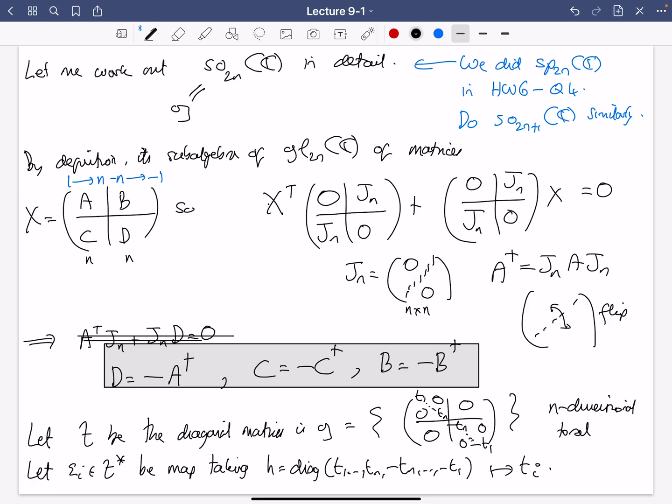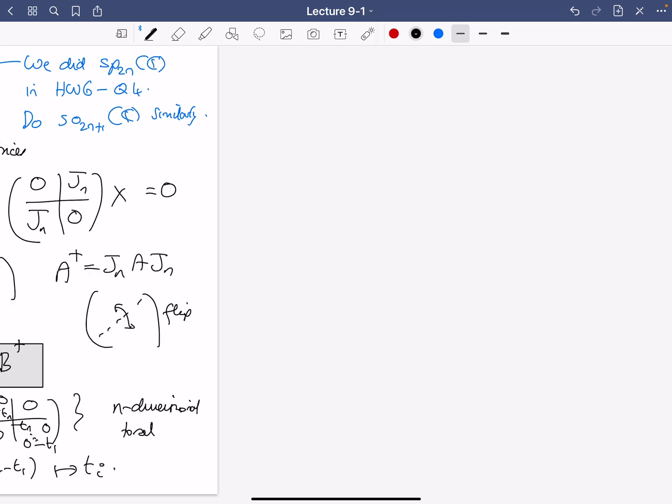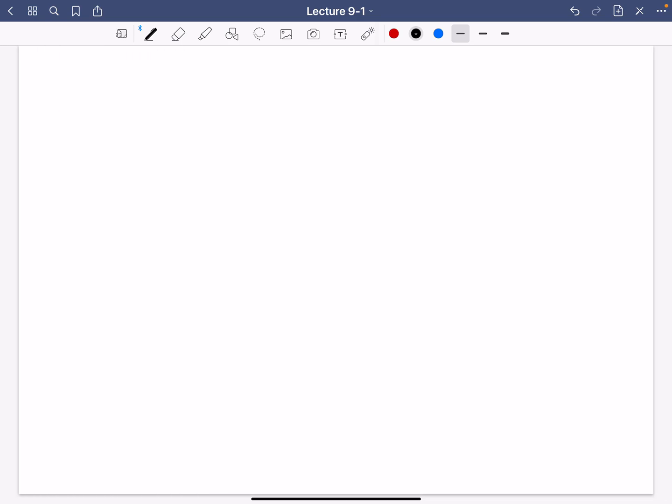Okay, so these epsilon 1 through epsilon n, they give me a basis for T star. So now I'm going to write down some more matrices. I'm going to take i less than j less than or equal to n. I'm going to consider e_ij minus e_(-j)(-i), and I'm going to consider e_(i)(-j) minus e_(j)(-i).